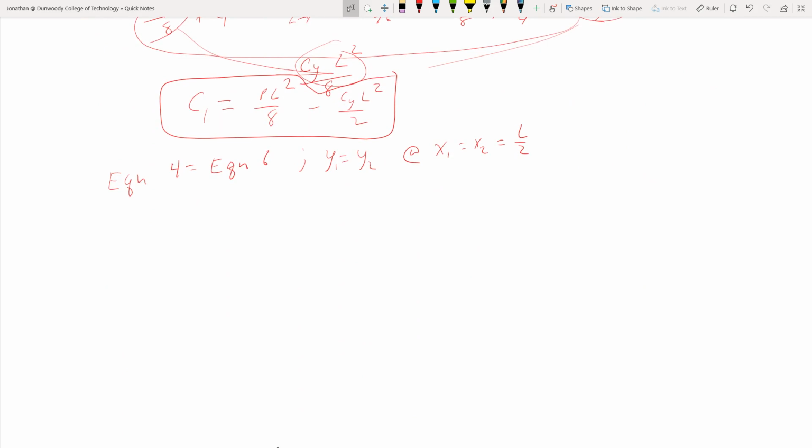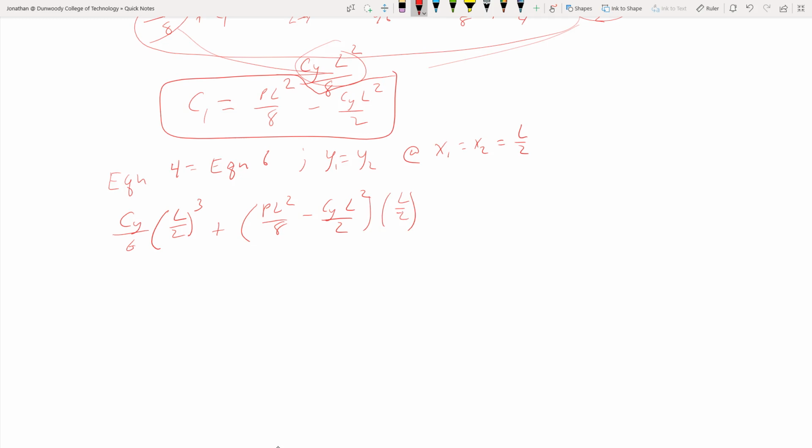Alright, so actual displacements here. From equation 4, we get CY over 6 is L over 2 cubed. This is our x value. Plus, here's one of our constants. This guy up here, C1, is going to be PL squared over 8 minus CYL squared over 2 times our x position, L over 2.